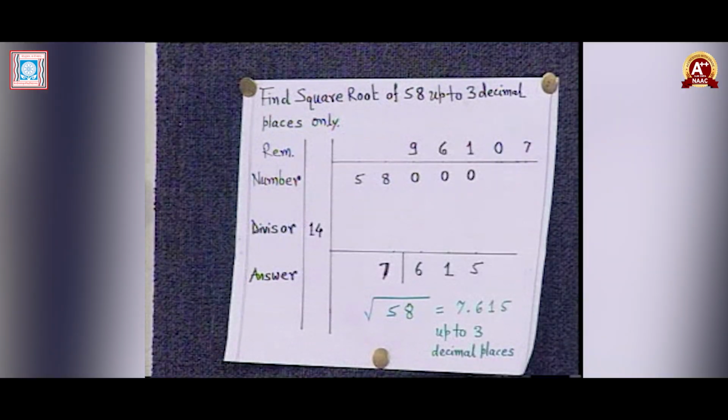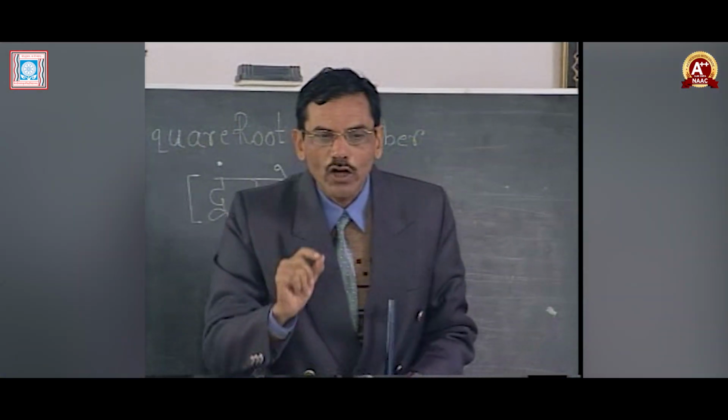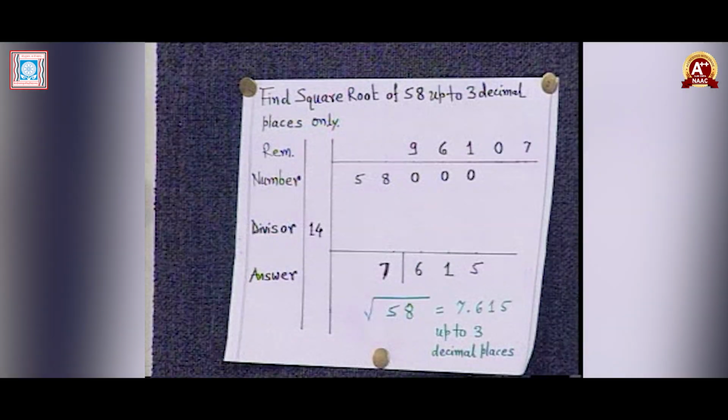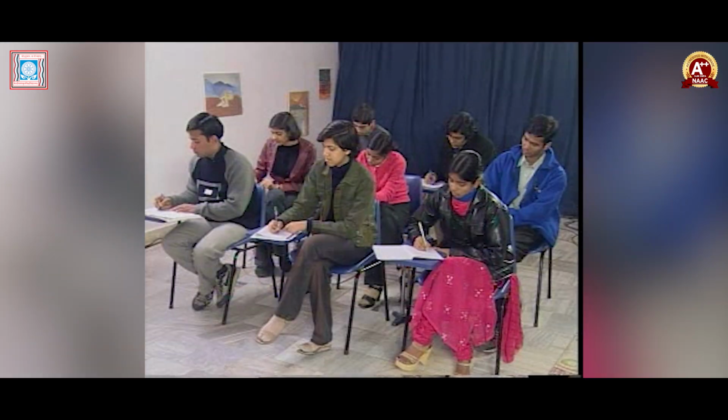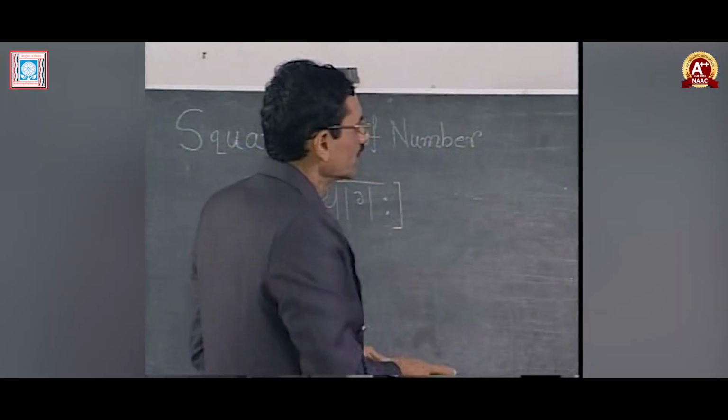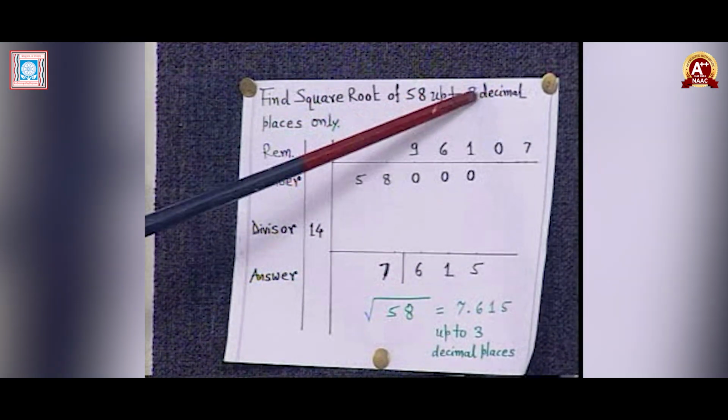Let us try a very interesting example. Square root of 58 up to 3 decimal places. To find the square root of 58 up to 3 decimal places only. The restriction is there.